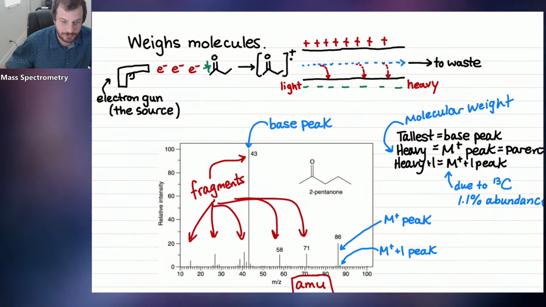Now, we could go into a deep analysis and try and figure out what that piece is that broke off that weighs 43, but we're not going to worry about that in this class. We just don't have enough time. But it's pretty fun. So if that interests you, I'd be happy to talk with you more about how to figure out what all the different fragments are, but really we don't care about any of that.